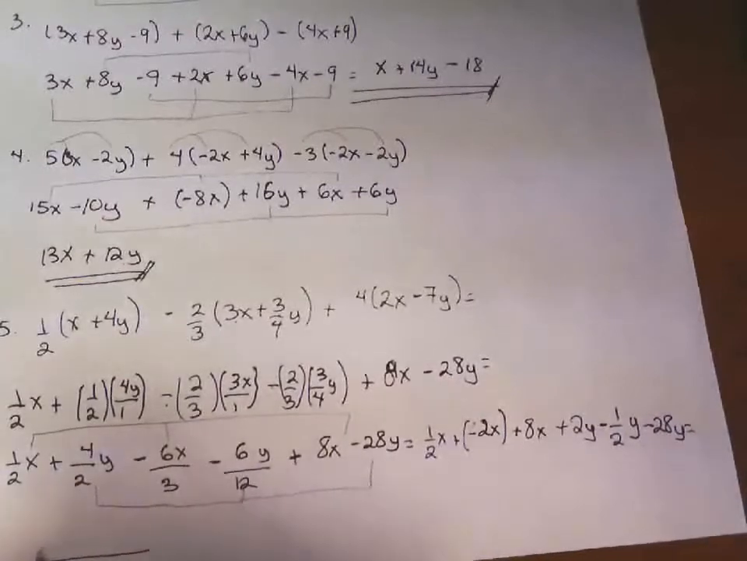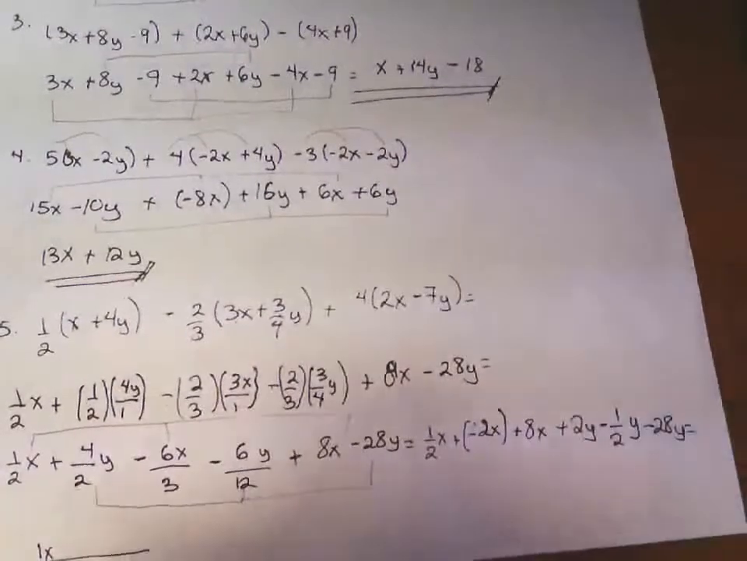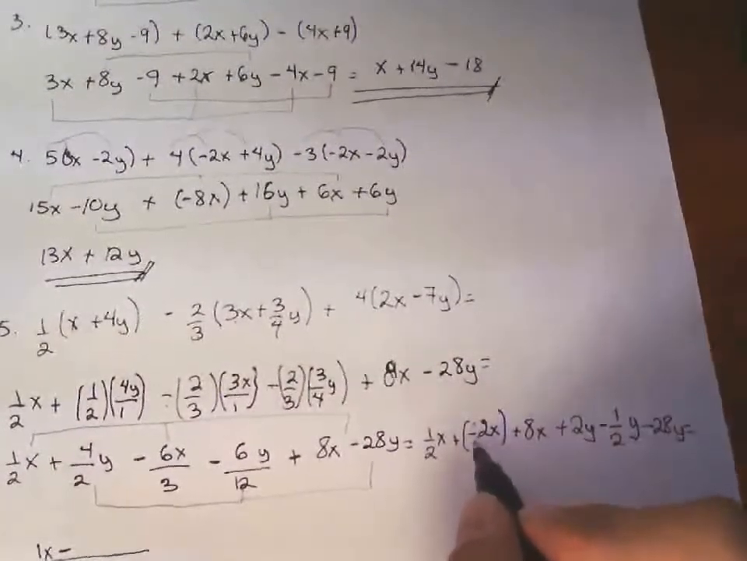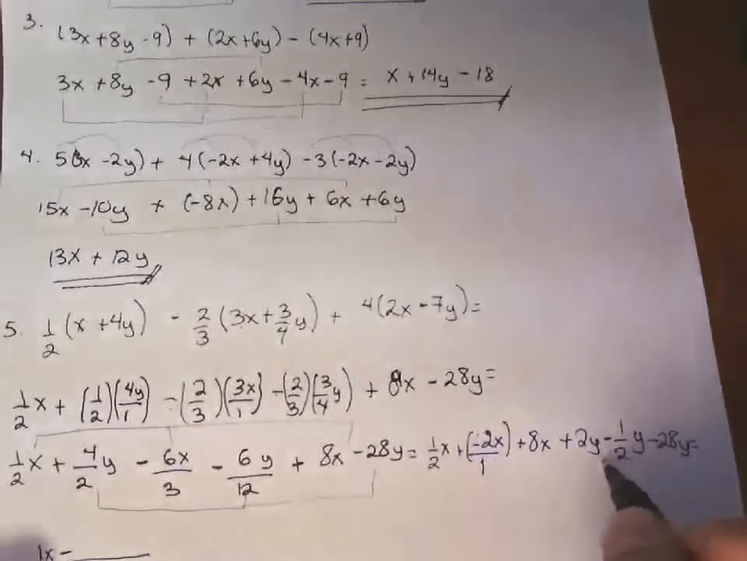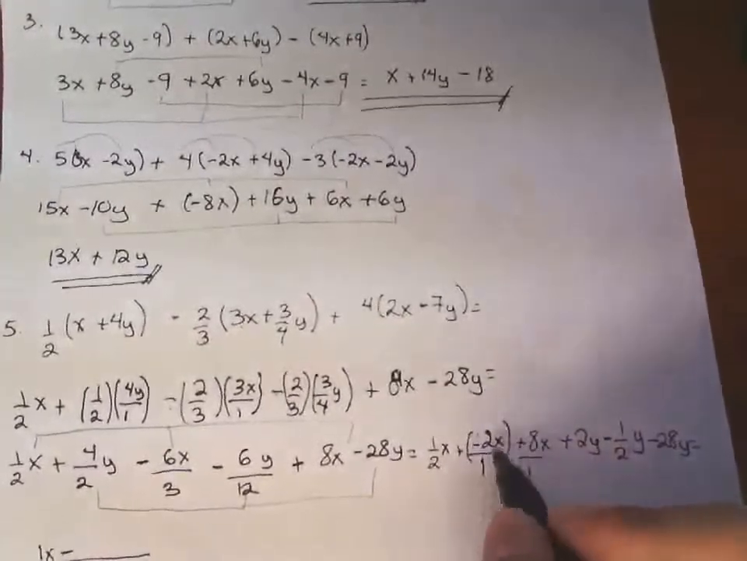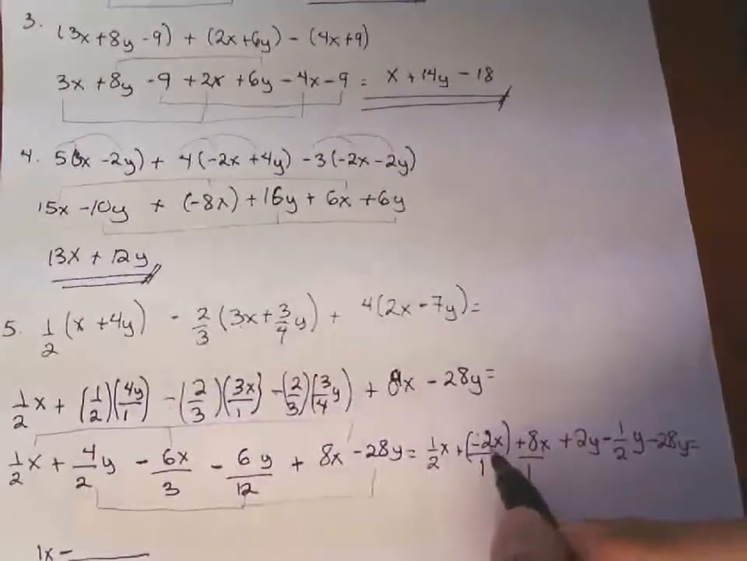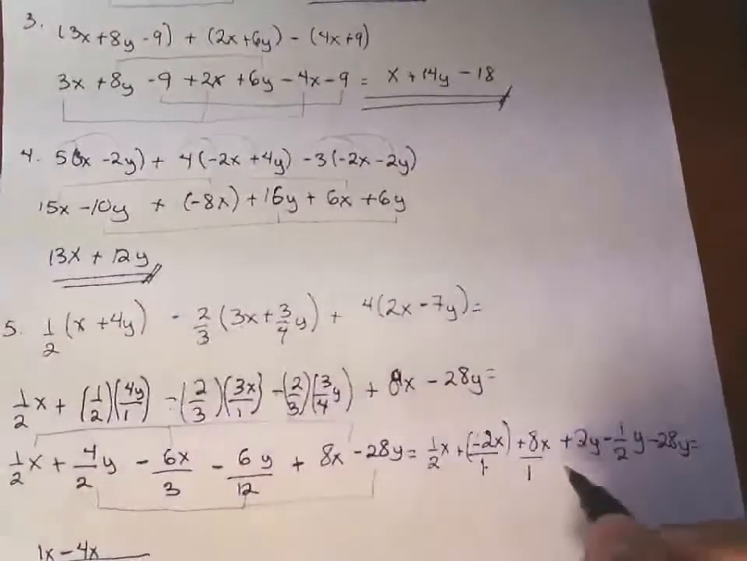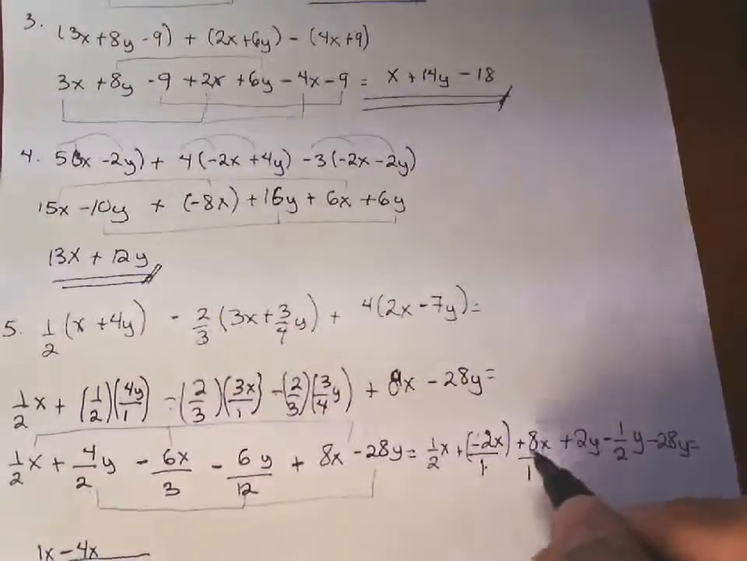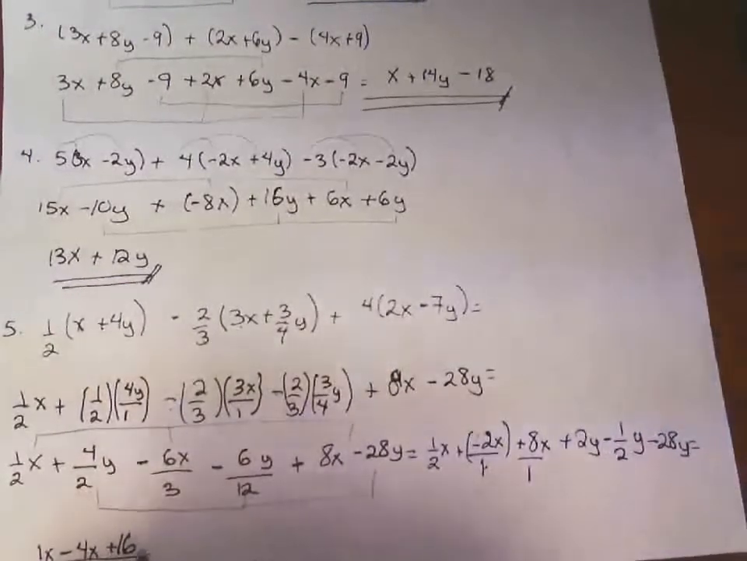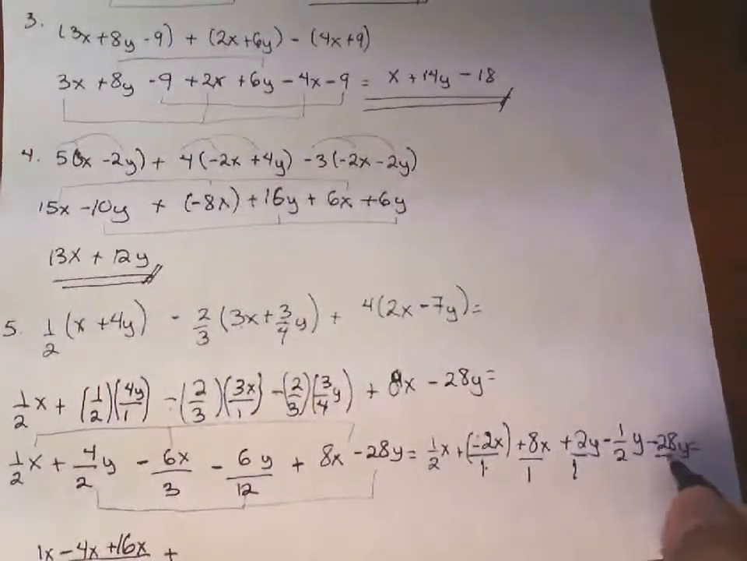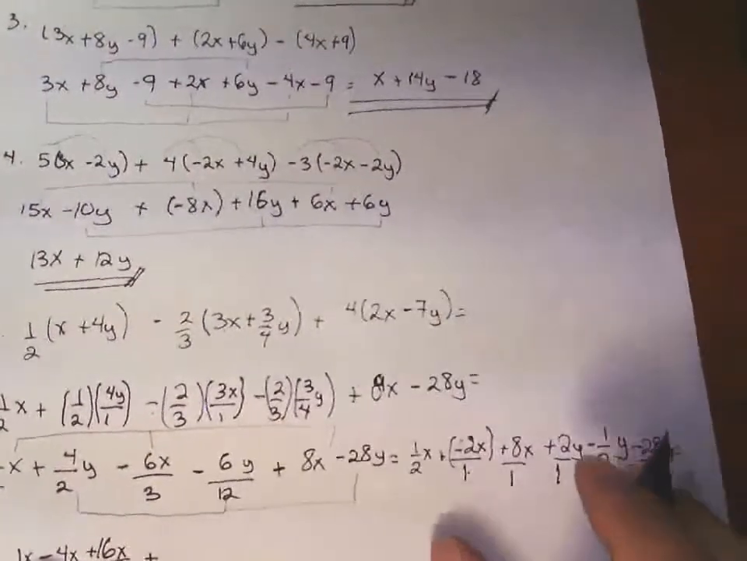Okay? So I have 1/2 of x minus, remember this is like saying we have it over 1 and over 1. Okay? So 2 divided by 1, 2 times 2, minus 4x. 2 divided by 1, 2 times 8, 16x. Okay? Plus, now we're going to look at the y's. Once again, our whole numbers we can put over 1 to make it easier to visualize what we're doing.